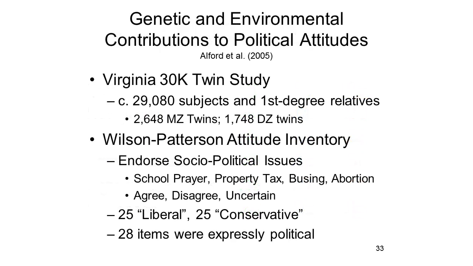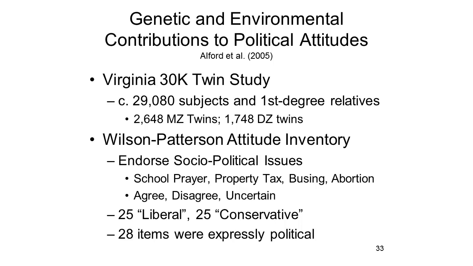Behavior genetics studies don't have to be confined to things like intelligence and personality traits. We can also use them to study the origins of attitudes. Here's an example from the Virginia 30K twin study, a study of almost 30,000 twins who lived in the state of Virginia. As part of this study, these individuals were administered an attitude inventory, which asked them whether they endorsed various positions on various socio-political issues: school prayer, property taxes, busing to relieve racial segregation, abortion rights, and so on.